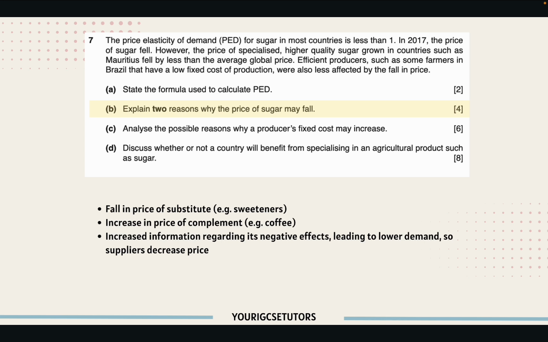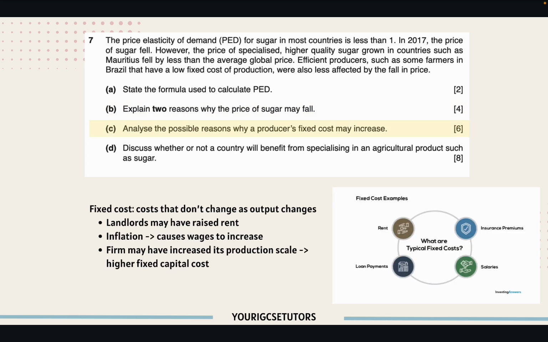And then another reason is perhaps there's an increase in the price of its complement, which will reduce the price of sugar since consumers will look for cheaper alternatives, which would be sugar. And people could also be more aware of the negative health effects of sugar, which leads to lower demand for sugar, and suppliers will once again decrease their prices to try to encourage consumption.